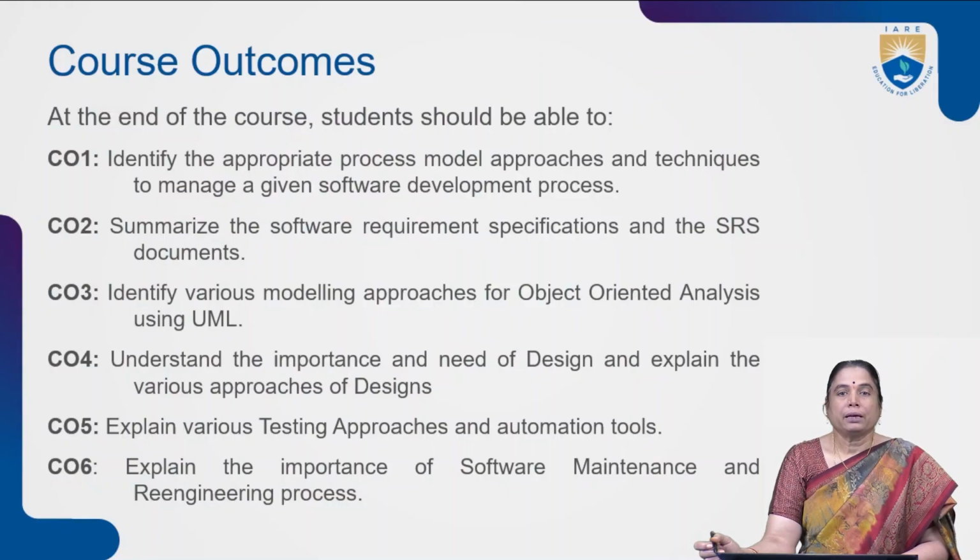This topic's learning outcome is mapped with the course outcome CO1, which is to identify the appropriate process model, approaches and techniques to manage a given software development process. In this video, I will discuss what the major process framework activities are and what the umbrella activities are to support the major framework activities.